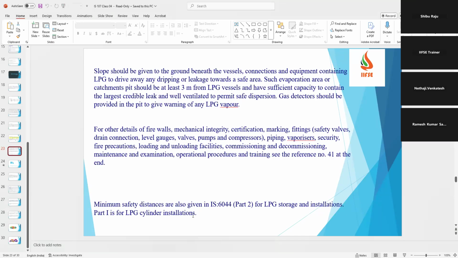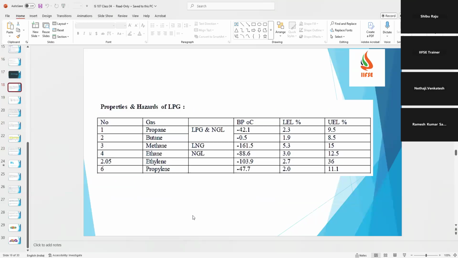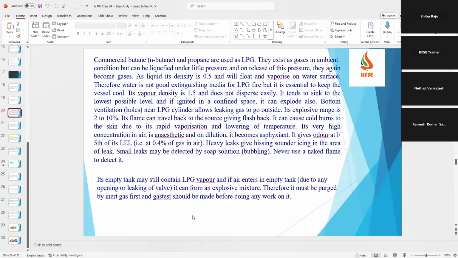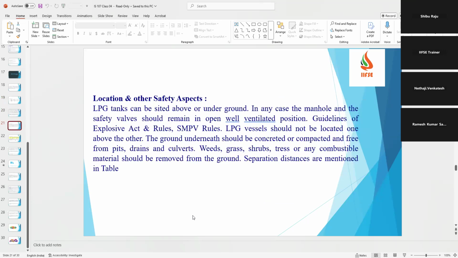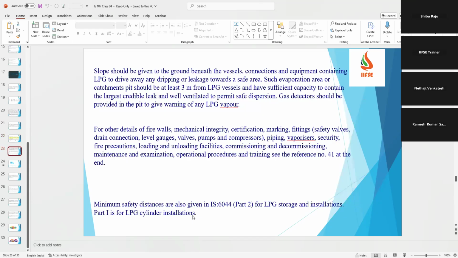So let us jump. I think in the last class, we have covered LPG. We discussed LPG precautions and also the properties and hazards associated with LPG. Then we also discussed location and other aspects, and the distance between vessels. I think vessels we have not covered. The distance we have to keep between the vessels, you can refer to it later. Then I think this also we have covered if I'm not wrong.